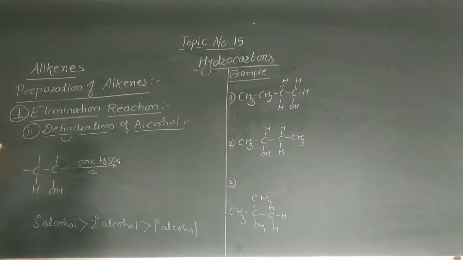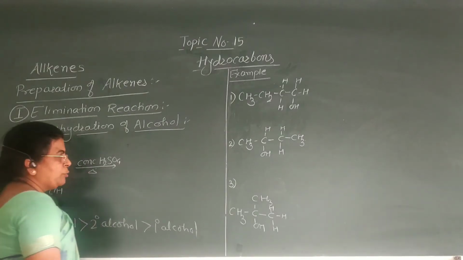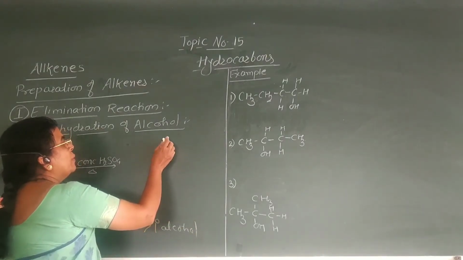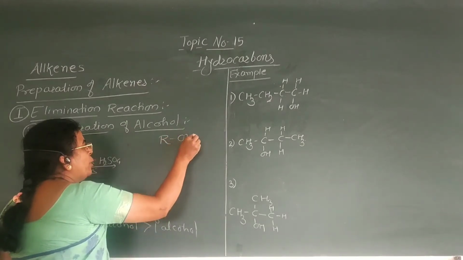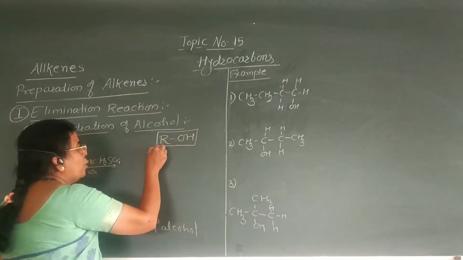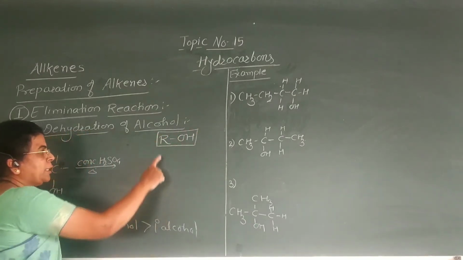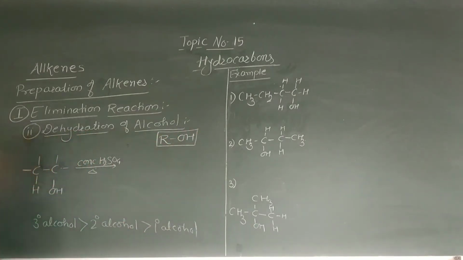Now here we are going to see dehydration of alcohol. We know what is meant by alcohol. The hydrocarbon radical which is directly attached to the OH functional group is called alcohol. Alcohols are generally represented as ROH. Now here we are going to discuss this reaction by using a general reaction.